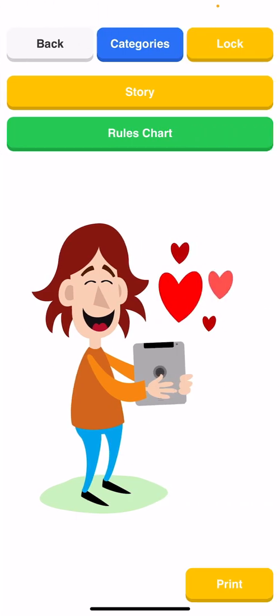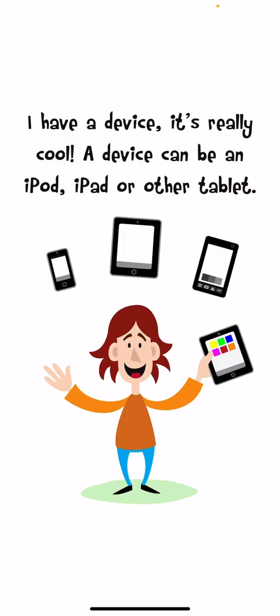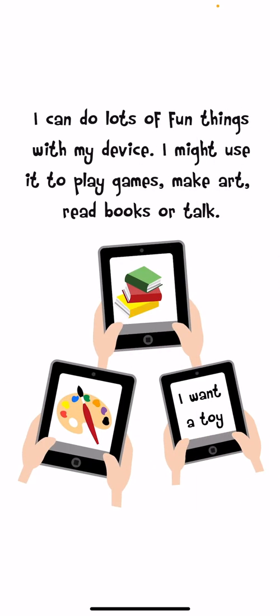And you can see that we have the story and the rules chart. So I'm going to go ahead and click on the story. I have a device. It's really cool. A device can be an iPod, iPad, or other tablet. And all of the pre-made stories are set up just like this one. There is a visual component, a picture, and then there's text, and then there is audio. And you get through the story by just clicking on your phone. I can do lots of fun things with my device. I might use it to play games, make art, read books, or talk.